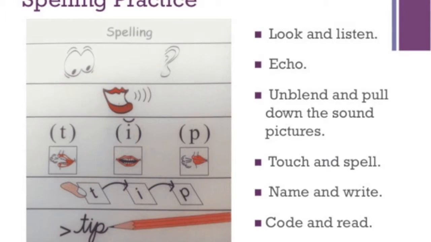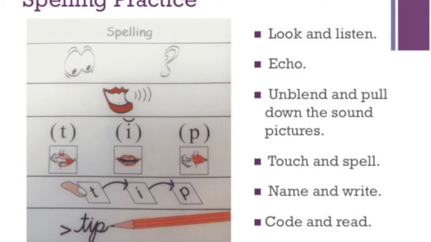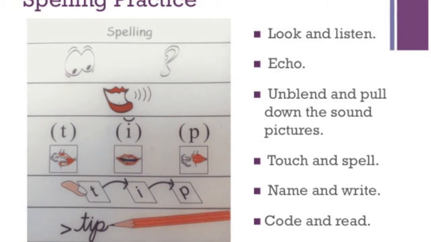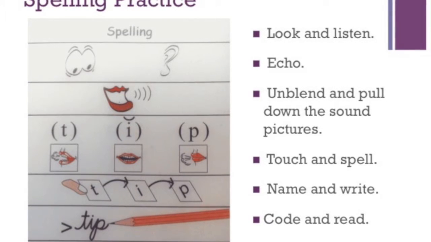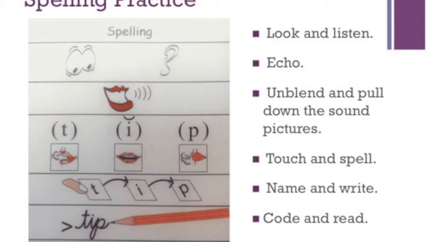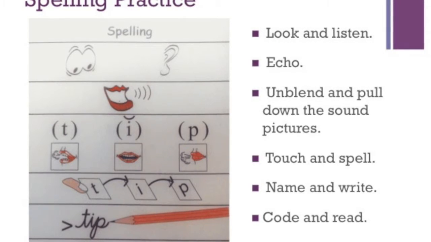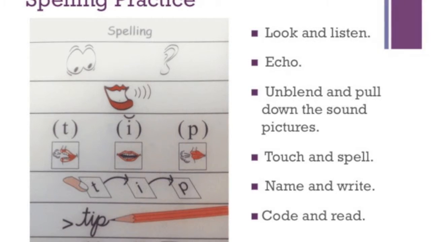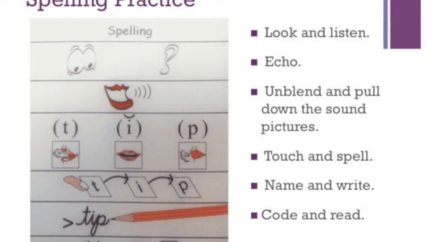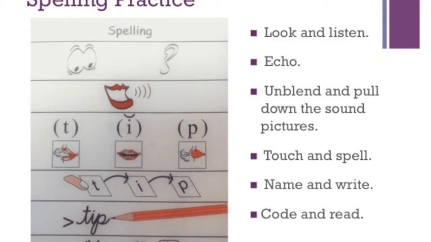The next component of the lesson is spelling practice. Students will be given words to spell. The student will be given a word, they will echo the word, unblend it, pull down the sound picture that represents each sound in the word, touch and spell the word while touching the sound pictures, name it, write it, code it, and then read it back to the teacher.